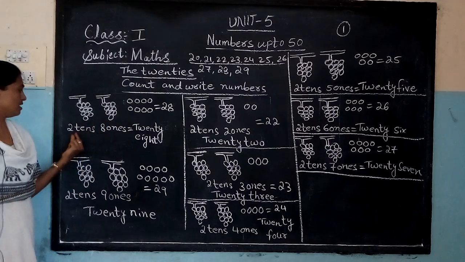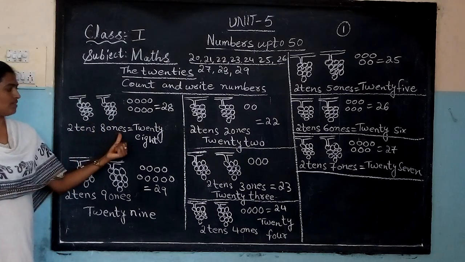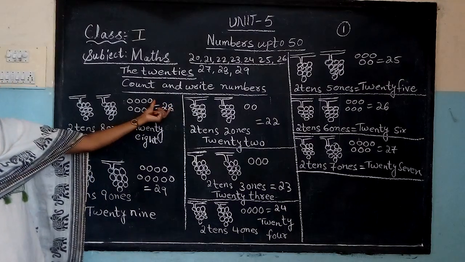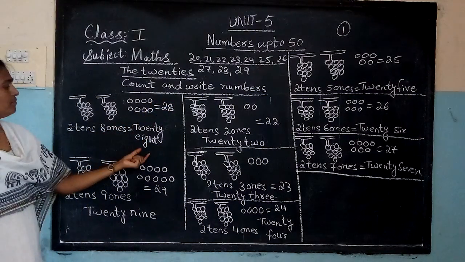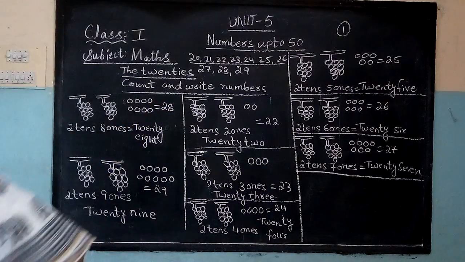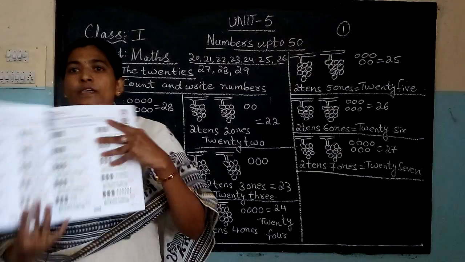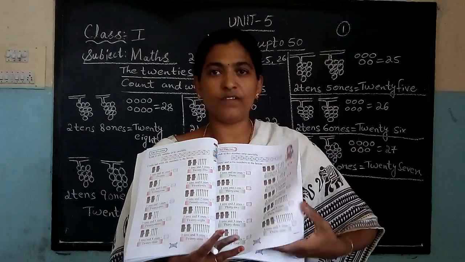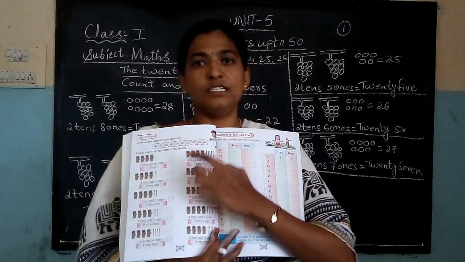Here only it will be there. 2 tens and 8 ones means 28. You should write the number 28 in the box and the number name of 28. Now in your textbook, some number names like this are there. That is page number 77 and 78. 40s.